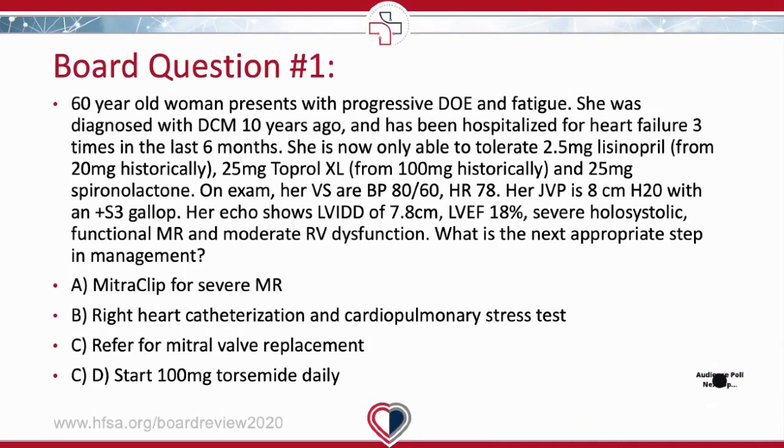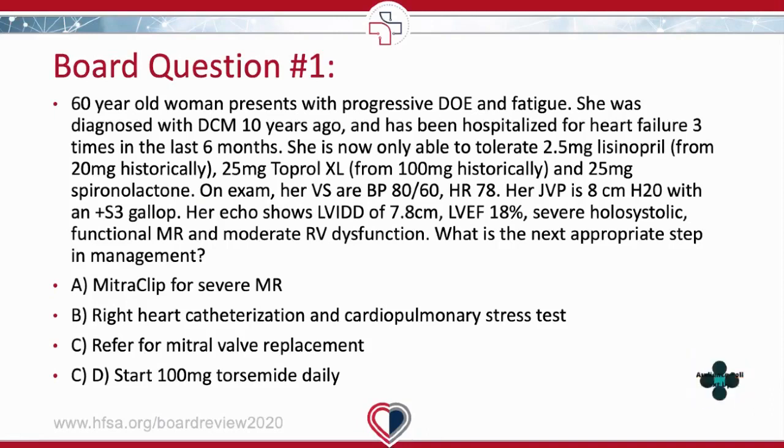So that brings us to our first audience poll or audience response board question. So we have a 60-year-old woman presenting with progressive dyspnea on exertion and fatigue. She was diagnosed with dilated cardiomyopathy 10 years ago and has been hospitalized for heart failure 3 times in the last 6 months. She is now only able to tolerate 2.5 milligrams of lisinopril, historically 20 milligrams, 25 milligrams of Toprol XL, again historically 100 milligrams, and 25 milligrams of spironolactone.